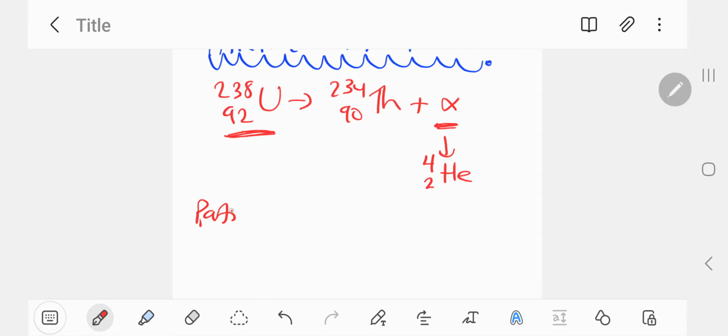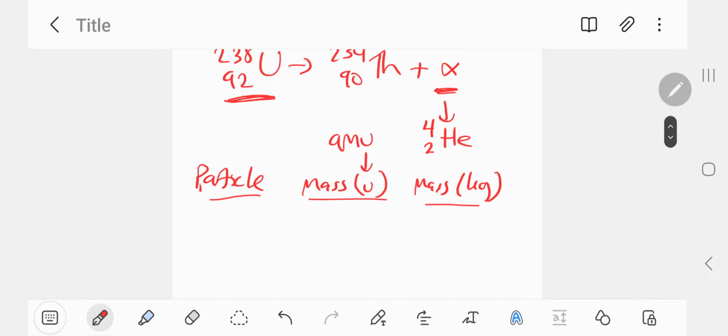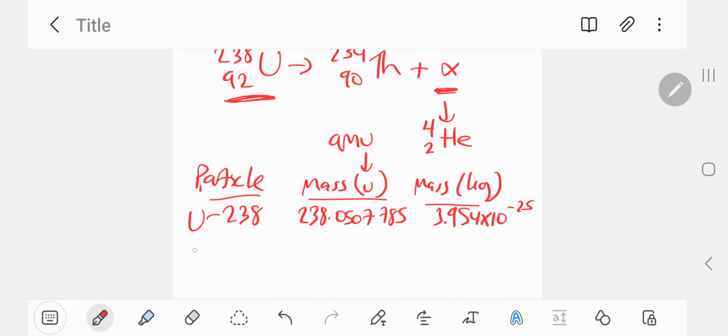We've got the particle, its mass in atomic mass units, also written as U. I like to write it as AMU, but anyway. And its mass in kilograms. So they were nice enough to give the mass in kilograms as well. So the uranium-238 nucleus has an atomic mass of 238.0507785. Mass in kilograms is 3.954 times 10 to the minus 25.